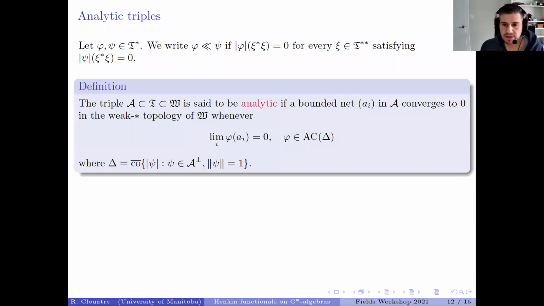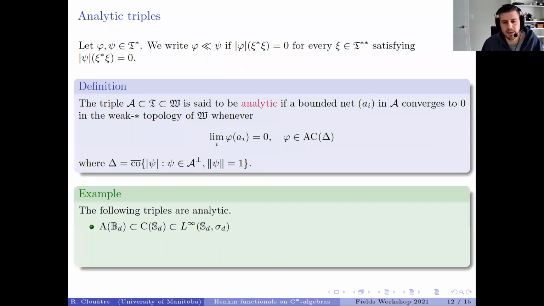So you have analyticity if whenever you have a bounded net a_i in the algebra, then it must converge to 0 in the weak star topology whenever it converges to 0 as far as all the elements in A_C of delta are concerned. Okay, so I admit this is a bit hard to penetrate the first time you see this. So why don't I just give you 3 examples of interest where this is satisfied?